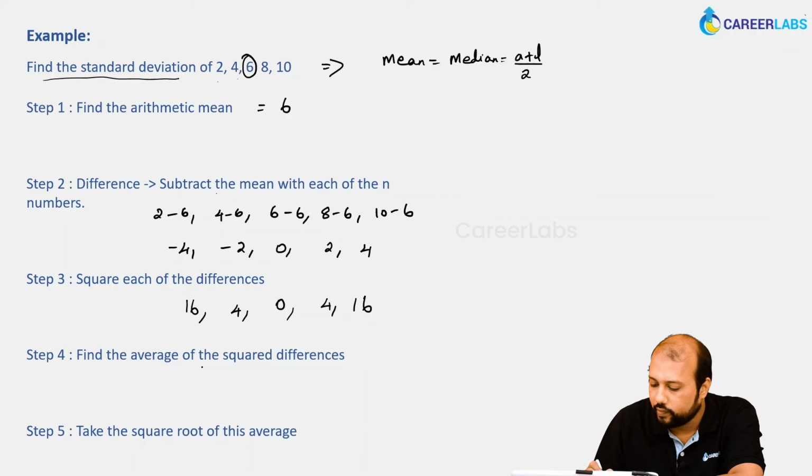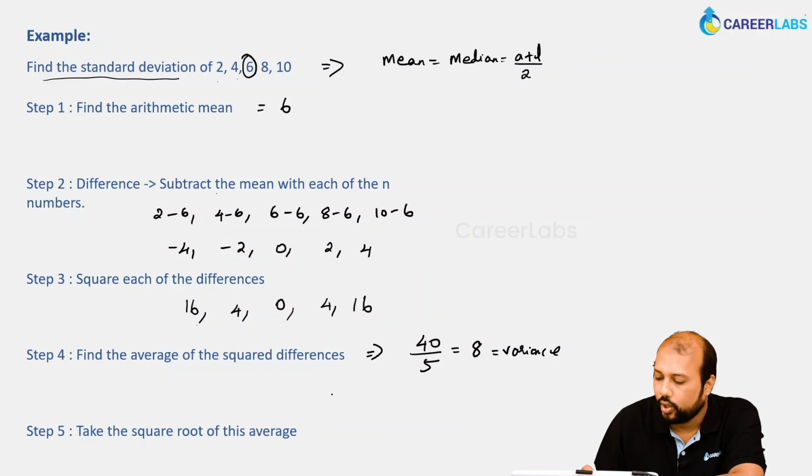So find the average of the squared differences. So we take the average of it, that is the sum of all the elements, 16 plus 4 plus 16 plus 4, 16 plus 4 is 20, 20 plus 20 is 40, 40 divided by the number of elements, which is 5. So 40 by 5 is nothing but 8. This is called the variance of the given list of 5 numbers, 2, 4, 6, 8, 10. Now taking the square root on the variance, square root of 8 will give you the standard deviation.